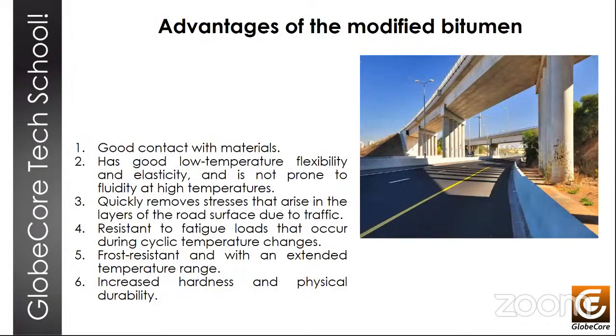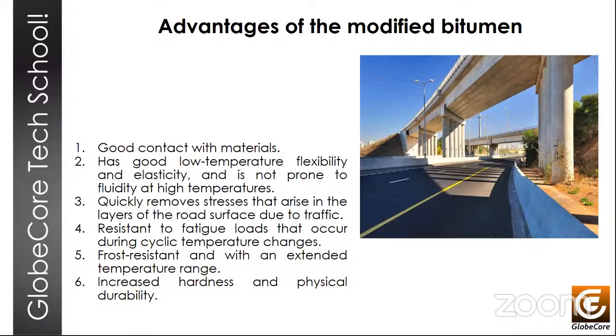So modified bitumen has a lot going for it. There is quite a bit of advantages, and they're all very important. So let's briefly run down that list. First of all, it exhibits very good contact with the mineral materials. It has a pretty good low temperature flexibility and elasticity, so it doesn't become as brittle as fast. And also it doesn't tend to flow that much at high temperature, so that temperature range is wider.